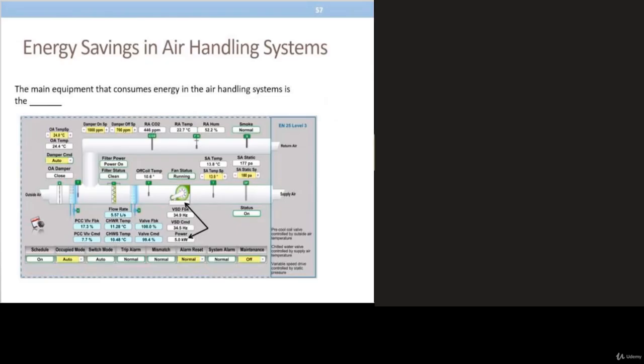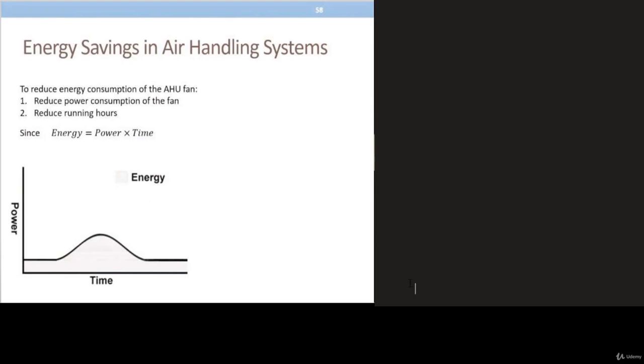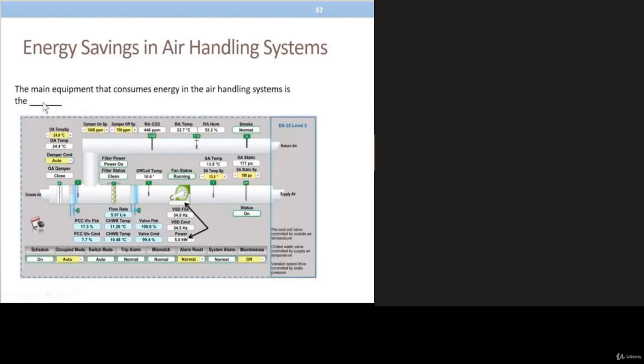So next, I will talk about what are some of the energy savings measures that you can have in the air handling system or the air side. So in the air handling system, the only thing that consumes energy is the AHU fan.